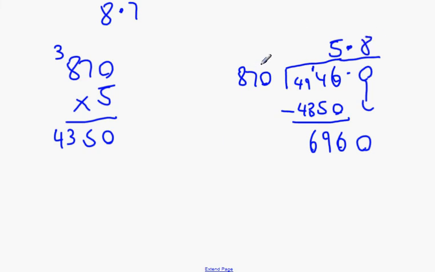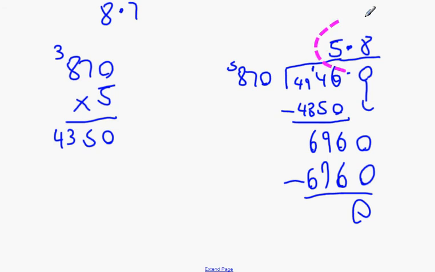8 multiplied by 0, 0. 8 multiplied by 7, 56. So it's going to be 6 carry the 5. 8 times 8, 64. So 69. And it cancels. Your answer to this question is 5.8.